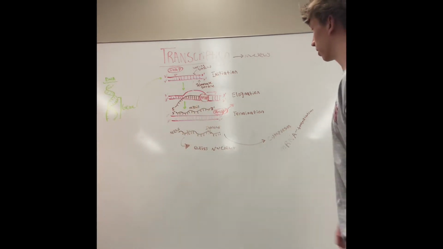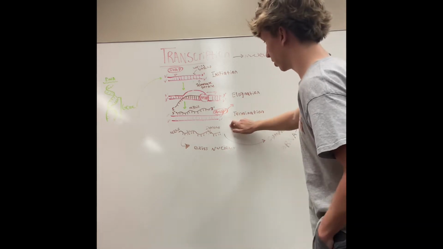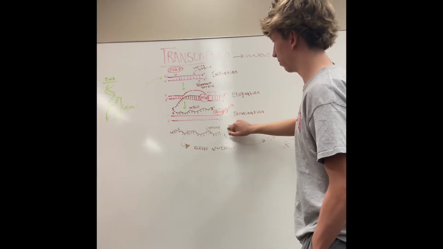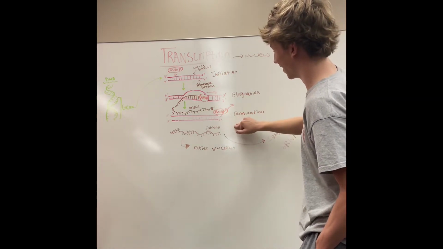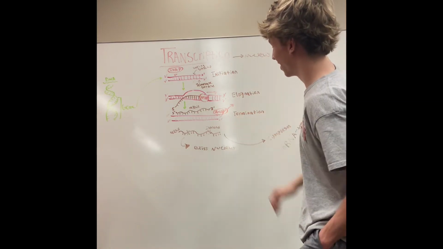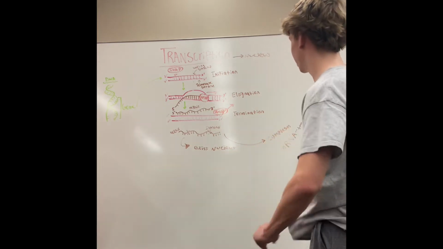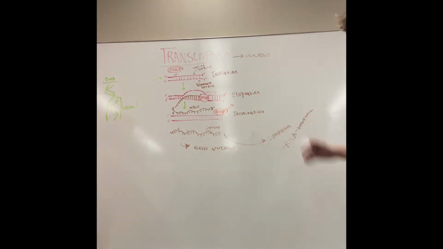And then after the process of termination, introns are taken out of the mRNA strand, and what is left of the mRNA strand exits the nucleus into the cytoplasm, where mRNA can go through the process of translation.